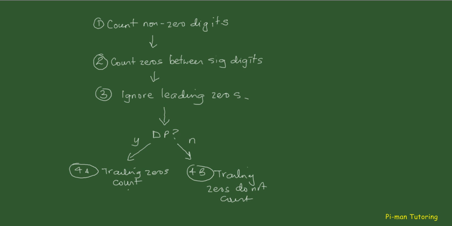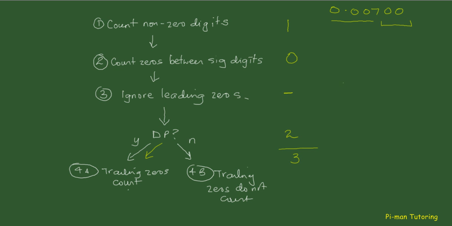Let's now look at some examples using this flowchart to guide us through. Suppose we have the number here 0.00700. Step 1, count the non-zero digits. Well, there's only one of them, and that's the 7. Count the zeros between significant digits. Well, since we only have one significant digit, we can't be sandwiching any zeros. We ignore the leading zeros, so these 3 at the front don't count. And now, do we have a decimal point? Yes, we do. So we're going down the left-hand path. How many trailing zeros do we have? Trailing zeros means zeros after the last non-zero digit. And we have 2 of them. And so our grand total significant figures in this case is 3.